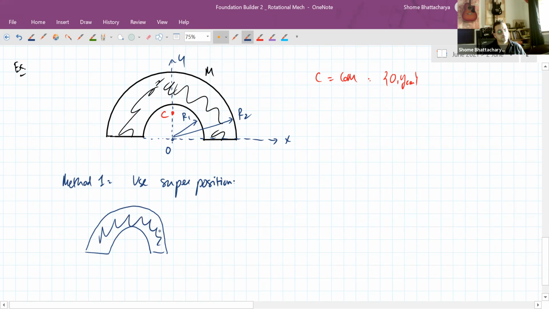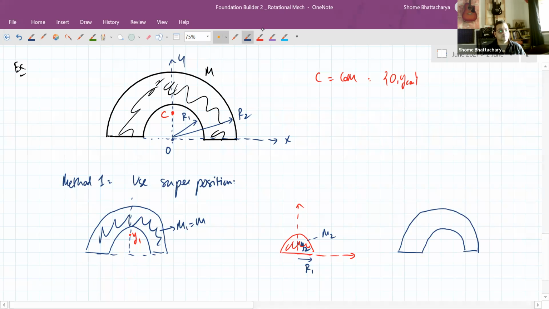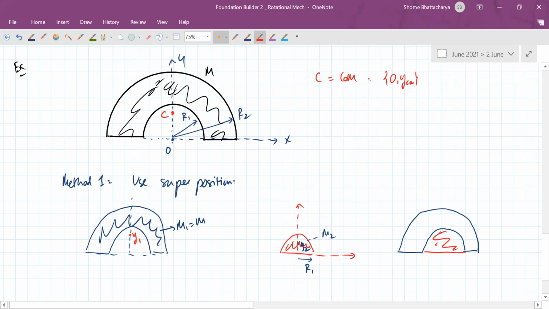I have this object of mass, let's say M, and its own center of mass is somewhere here, y1. But I also have another object, which is the part that I've cut out. Its center of mass is somewhere here, and its mass is M2. This radius is R1. If I now place both these masses together, then I'll get a full disk like this.